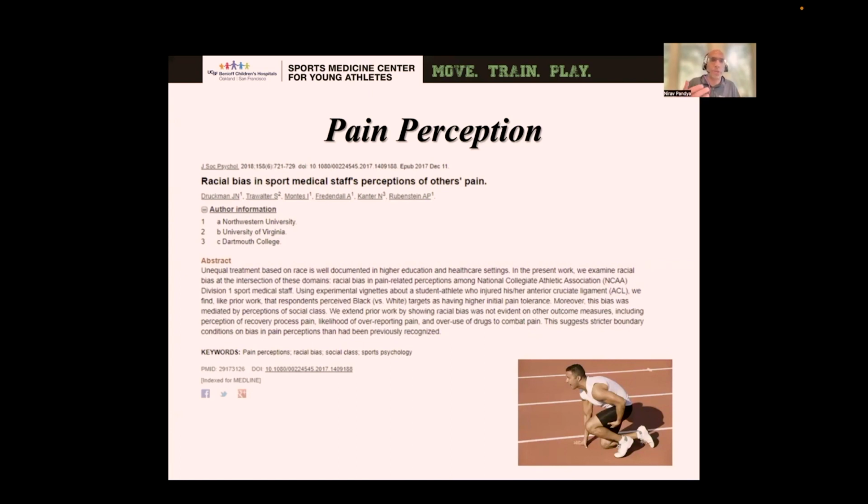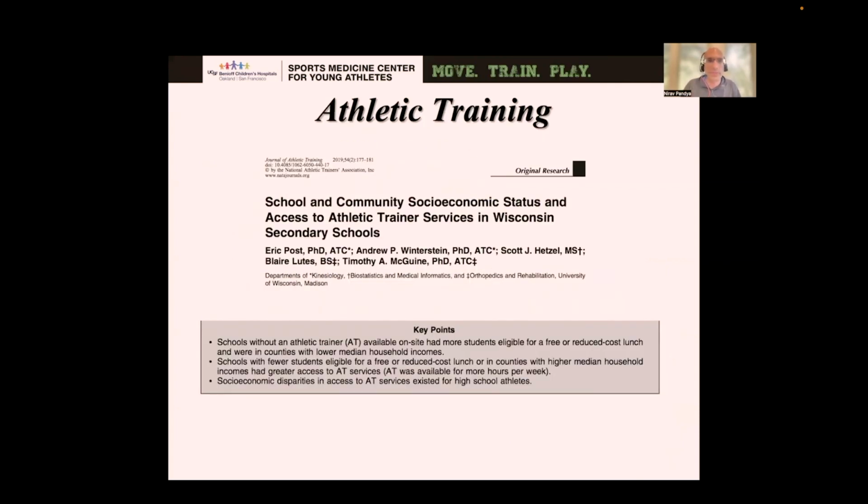So this was a medical staff perception study that looked at how people perceive patients' pain. And basically what they found, this was at a college setting, is that patients who were African-American were quote unquote perceived as having higher initial pain tolerance. This was also mediated a little bit by social class and socioeconomic status, and as a result, a lot of times patients were given different care, even though they may potentially have the same degree of pain, based on their race and ethnicity.